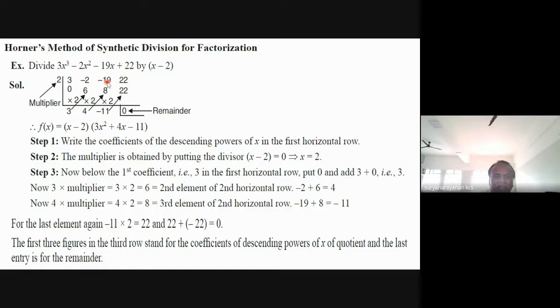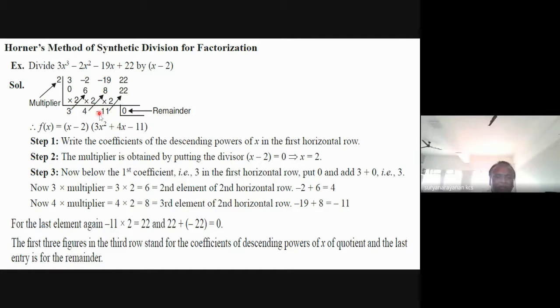Minus 19 plus 8. Here the bigger number is 19, the smaller number is 8. Both are of opposite sign. So subtract the smaller number from the bigger number and keep the sign of the bigger number for the resultant answer. So minus 11.